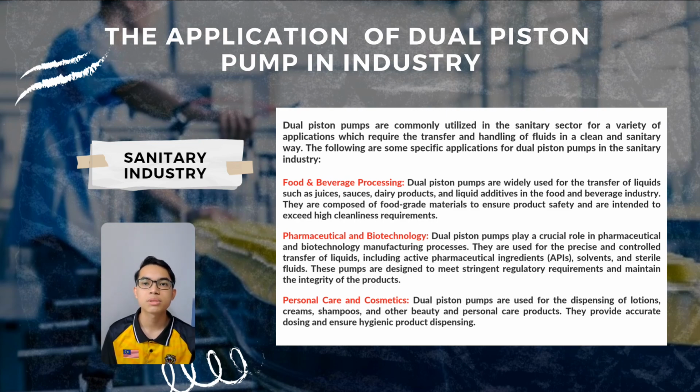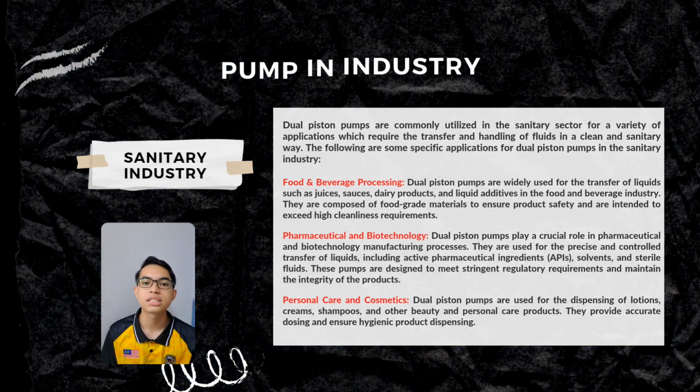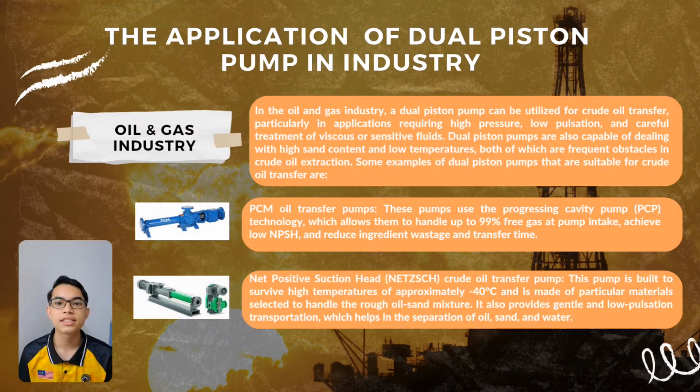Personal care and cosmetics. Dual piston pumps are used for the dispensing of lotions, creams, shampoos, and other beauty and personal care products. They provide accurate dosing and ensure hygiene product dispensing. Second, oil and gas industry.